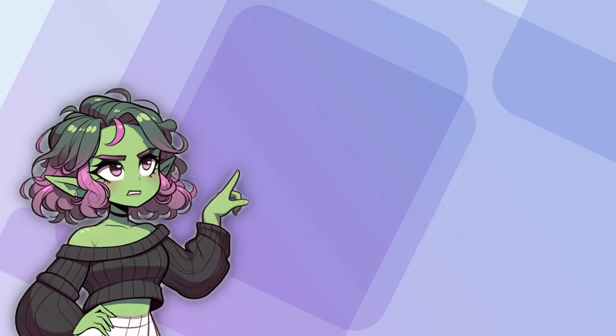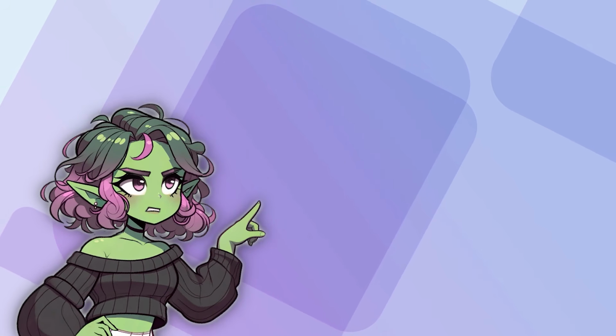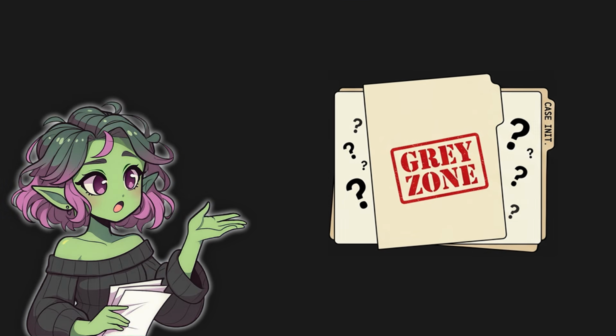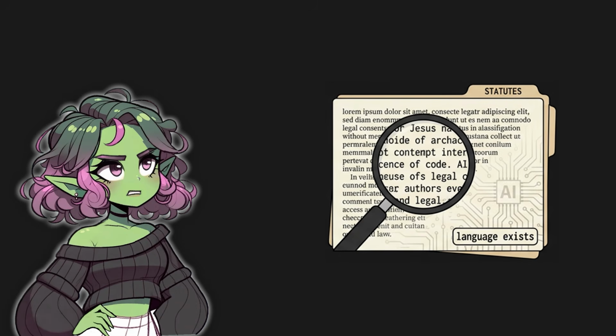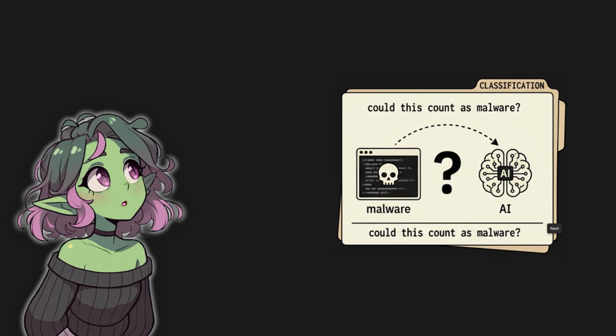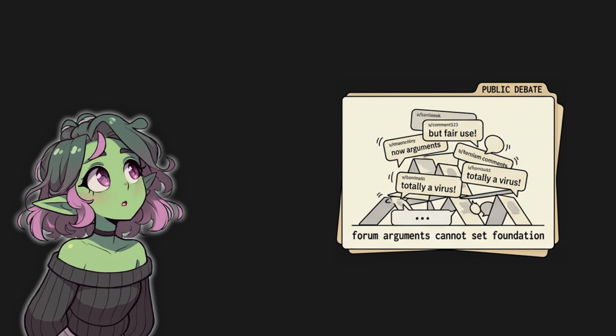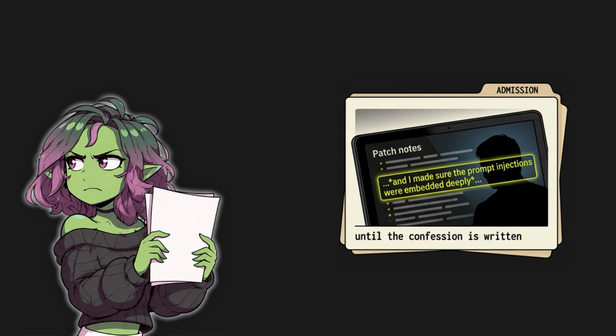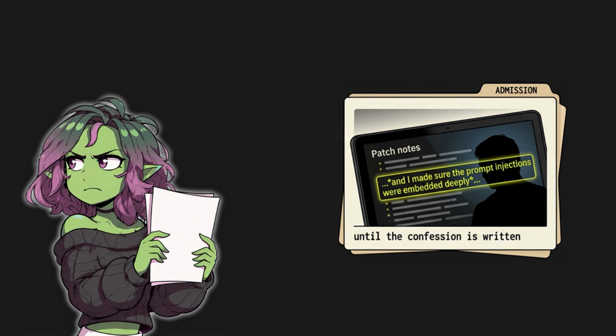I'm a goblin, not a legal expert, so, big grains of salt for what's coming up here. To start off with, what he's done exists in a legal gray zone. The language exists, but the bigger question is precedent, the ability to apply the law to a particular use case. Language exists, yes, and it's debatable if this could count as malware, but that discussion would need to be had to set the foundation in a legal setting, not on the backs of forum arguments. In this case, as with many things in AI, the precedent for IPI-based attacks doesn't exist, until someone who honestly believes that they're protesting writes their confession in their patch notes.